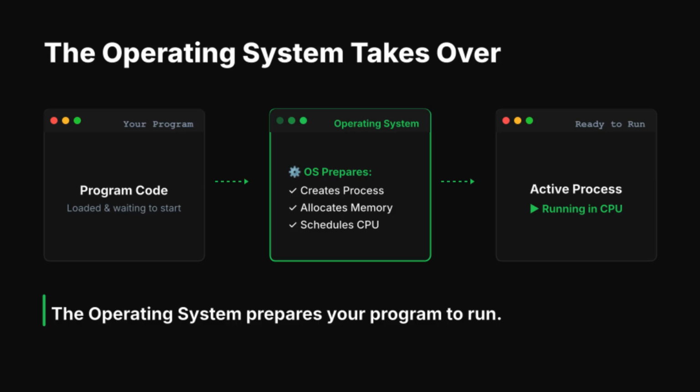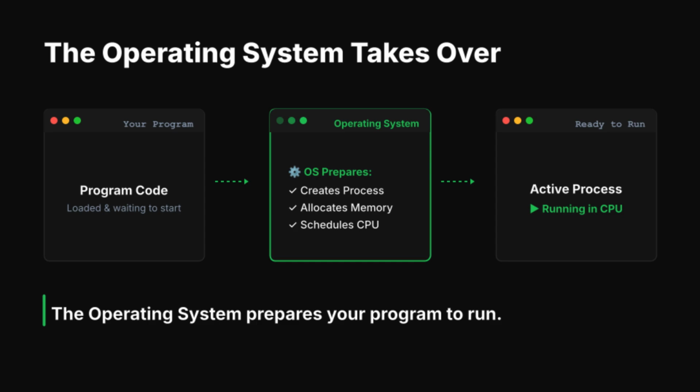Now that our code has been translated, so what do you think? Can the CPU start executing it now? No, not yet. Before that happens, take a look at the middle box. The operating system steps in and gets everything ready. It creates the process for your program, reserves the memory it needs, and tells the CPU, okay, the program is ready whenever you're free. Now look at the box on the right. Your program has gone from just being a file on your computer to becoming an active process that's ready to run. The operating system has done its job. Now the next question is, where does this active process actually live while it's running?